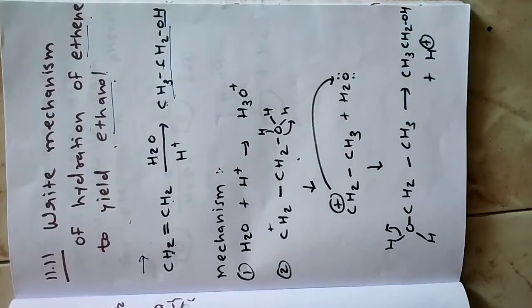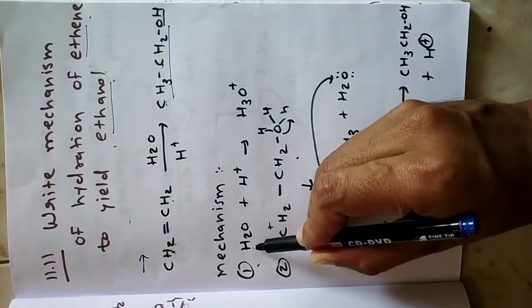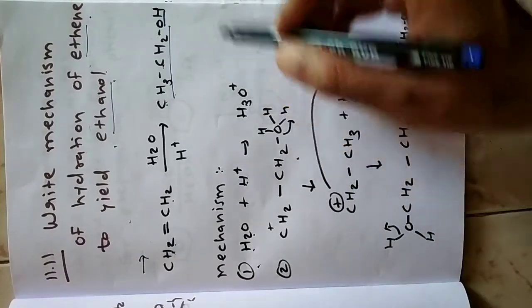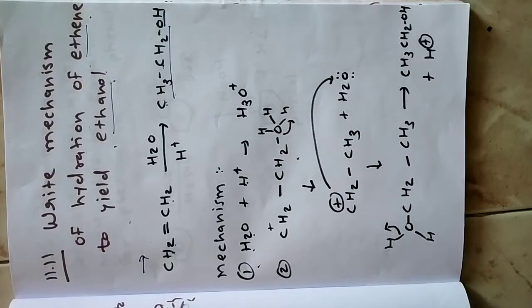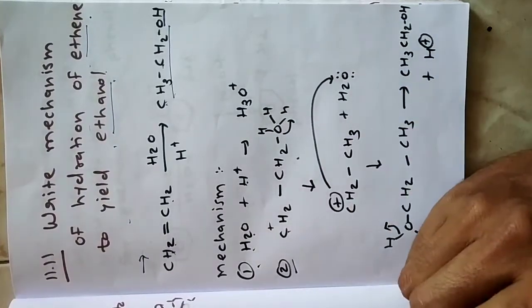Now what is the mechanism for this reaction? To write the mechanism of a hydration reaction, whichever compound they give you, the mechanism will be the same. You can see the first step, what happens here? H2O reacts with H plus to give H3O plus. The first step remains the same in all hydration reactions. Now what will happen in the second step? This one is our second step.